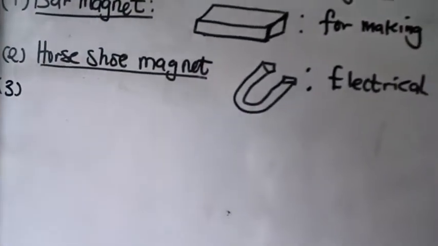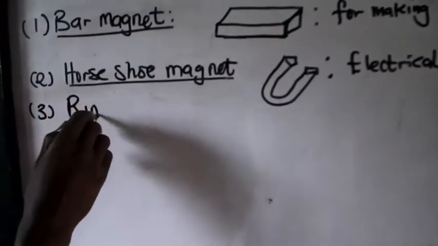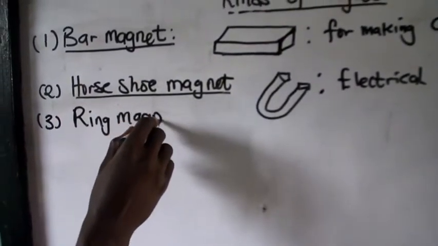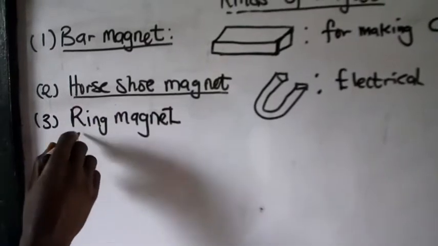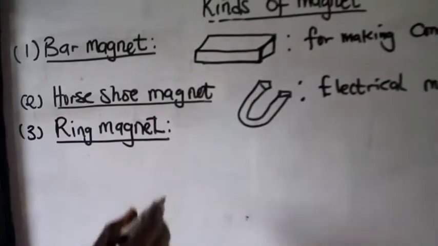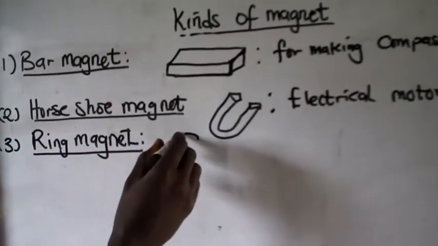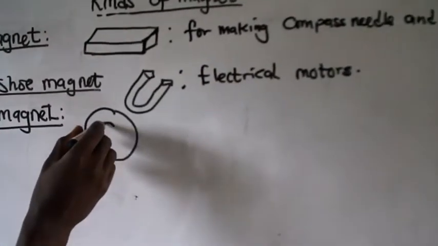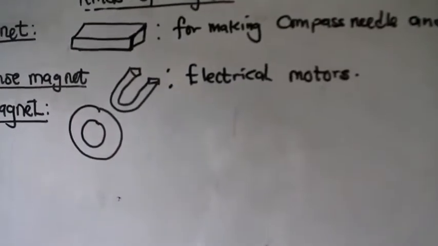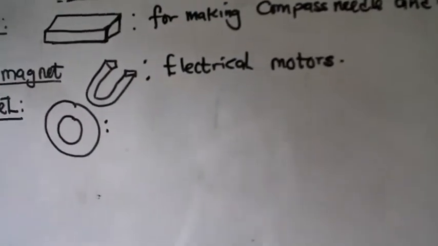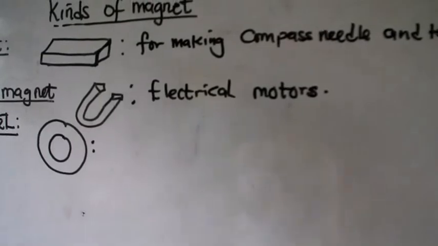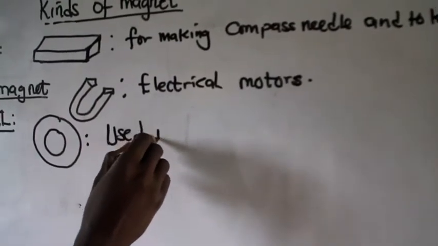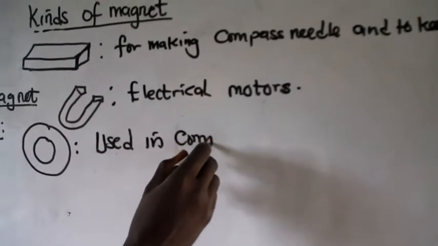Look at the third one, the ring magnet. Most of them, the shape looks like the name. So since it is a ring magnet, it looks like a ring. That is one of the most common magnets we see. It is used in computers.